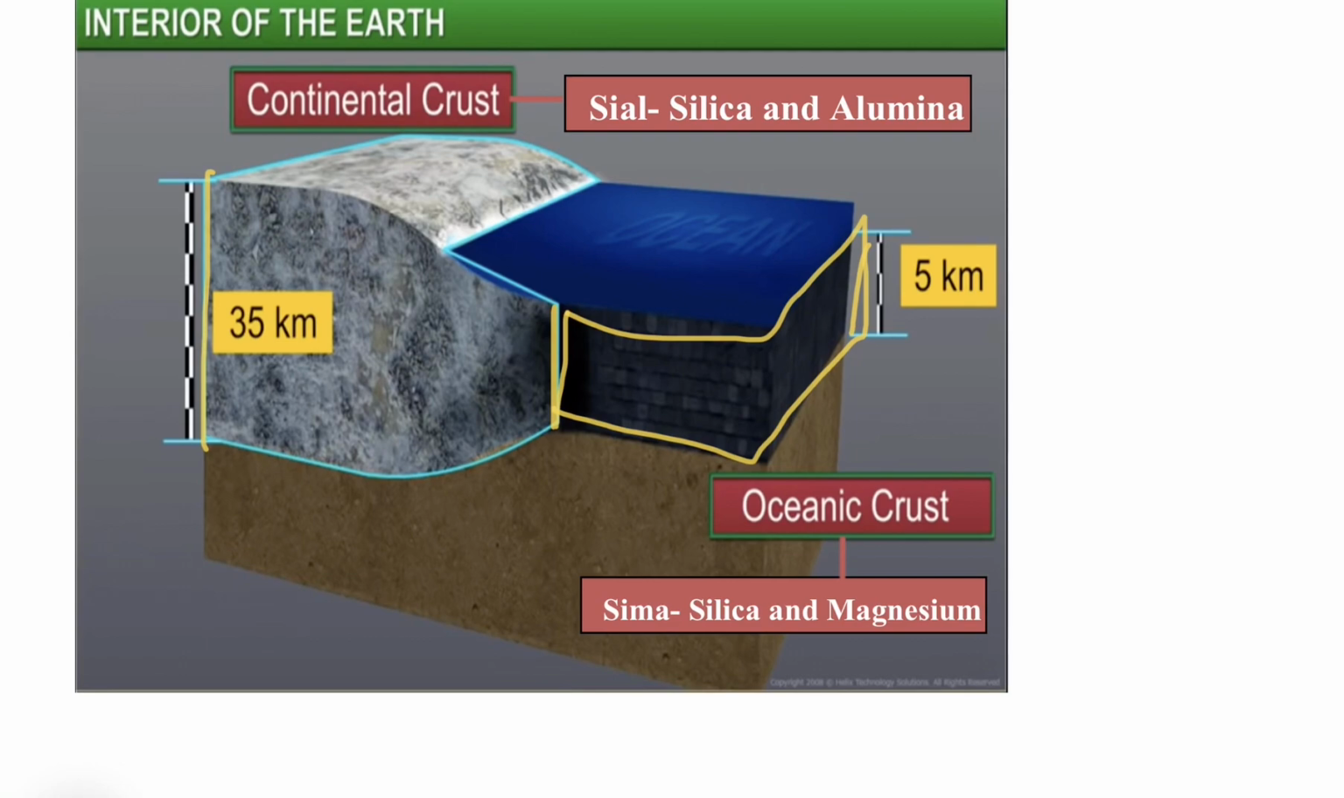In continental crust mainly two minerals are found, silica and alumina, and together they are called Sial.